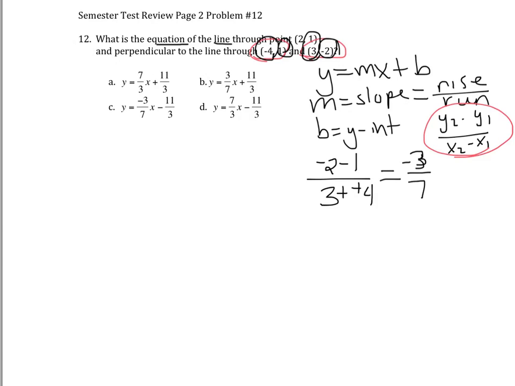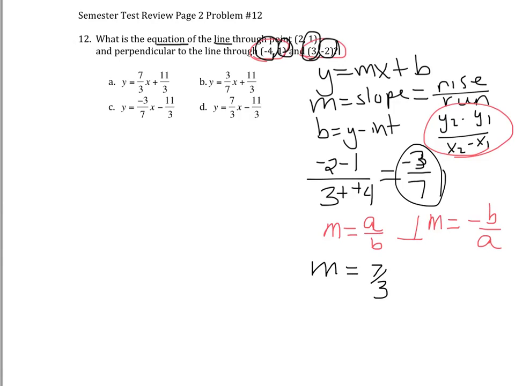We also learned back in Algebra 1, and we reviewed it this year, that if I know the slope of one line is a over b, then its perpendicular slope is negative b over a. We need the product of the 2 slopes to equal negative 1 when they're done. So we know in this case that our slope is going to be, instead of negative 3/7, positive 7/3. So right away, we know it's either A or it's D.